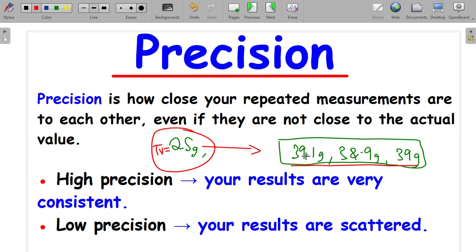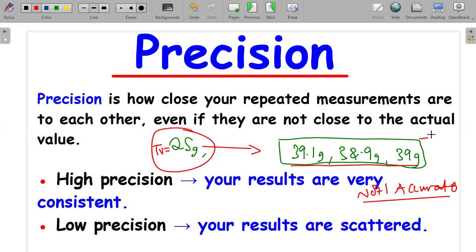So we're going to say in this case that these measurements are not accurate, because even if you find the mean or the average of this, it is still going to be 30 something. So that 30 something is actually bigger than the 25 grams. So they're not accurate. But when I look at how close they are to each other, these measured values here, you can see they are very close because it says 39.1, 38.9, 39. If I round all of these to the nearest ones, I'm just going to get 39, 39, 39. So they're actually very close together.